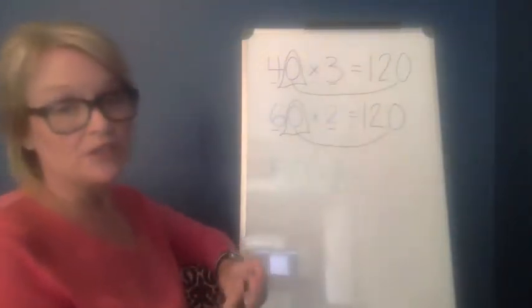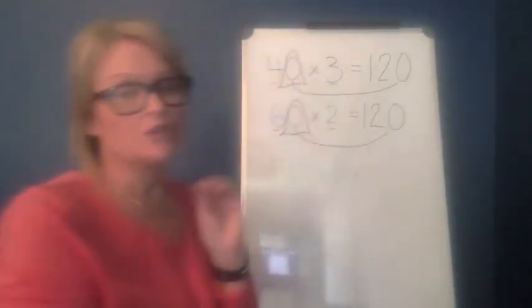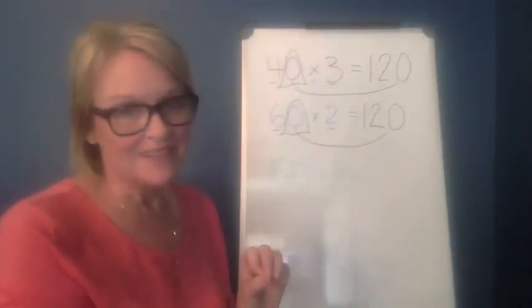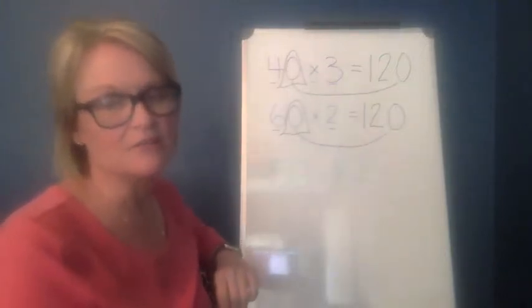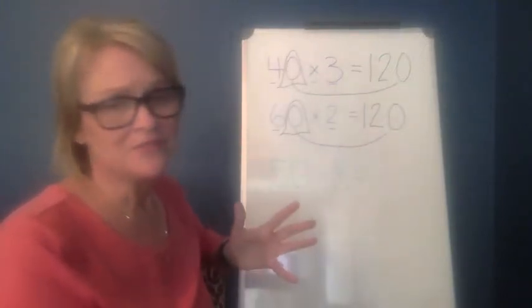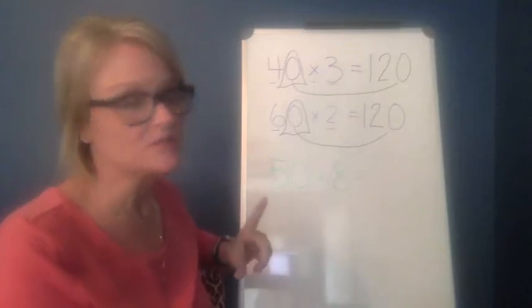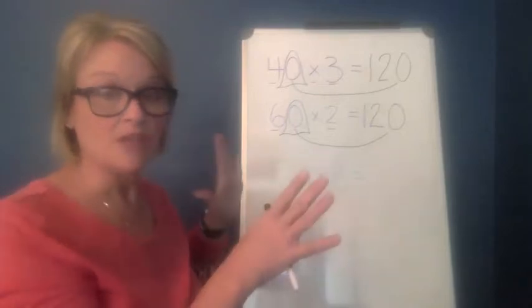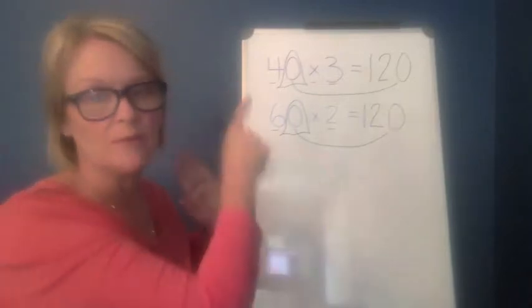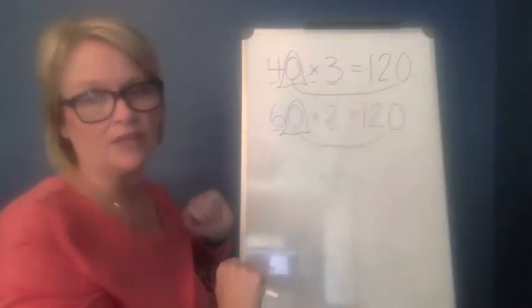So here's the important thing you need to remember about this. You can only use the invisibility cloak on numbers that have a 0 at the end of the number. You can't use it for any other number. Just when there's a 0 at the end, you can put it in the invisibility cloak and then just do the rest of the multiplication problem and then pull it back out at the end.